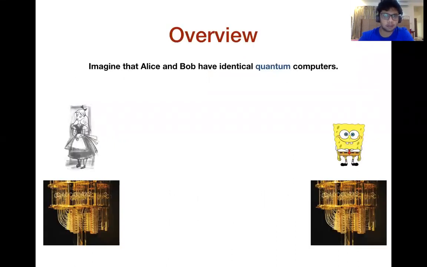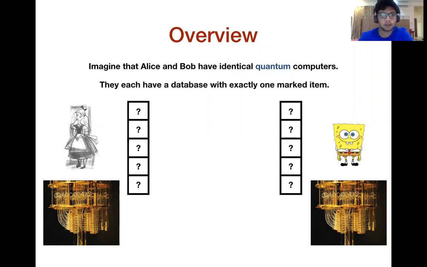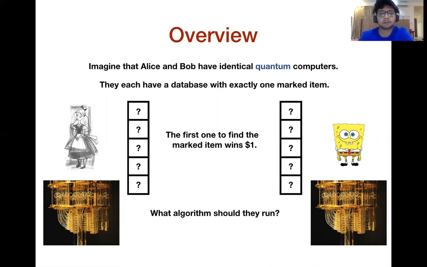So imagine that Alice and Bob have identical quantum computers with them, and they have a database with exactly one marked item. The goal is to find this marked item before the other person, and the winner gets $1. So the question we're asking is, what kind of algorithm should they be running?